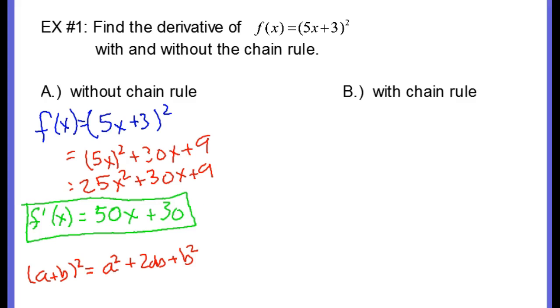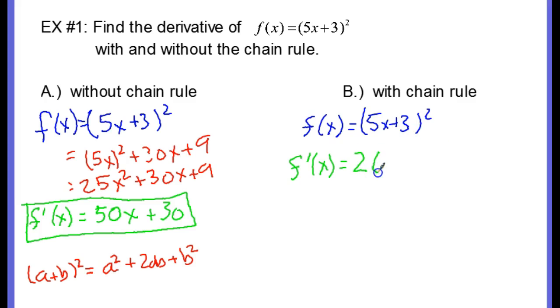Now, what would this look like if we used the chain rule? Let's start with our function again. f of x equals 5x plus 3 quantity squared. And no need for me to expand this binomial squared. All I need to do is go ahead and take the derivative. f prime of x is going to be equal to the derivative of the outside function. So the outside function is essentially x squared, and that would be 2 times x. But in this case, x is actually 5x plus 3. That's my inside function.